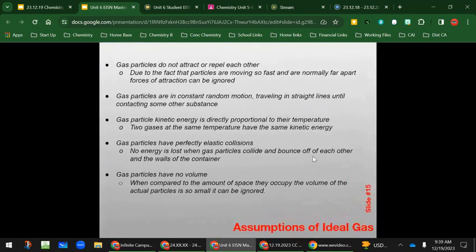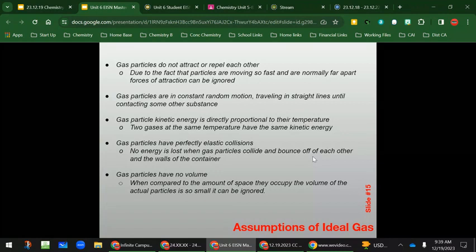Now, before we go too far, couple things we need to understand about gases. There are some assumptions we make about gases that may or may not be true, but we make them anyway. I will not test you on this. I will not quiz you on this, but I want to explain this to you. Number one, gas particles do not attract or repel each other. Is this true? Do gas particles attract or repel each other?